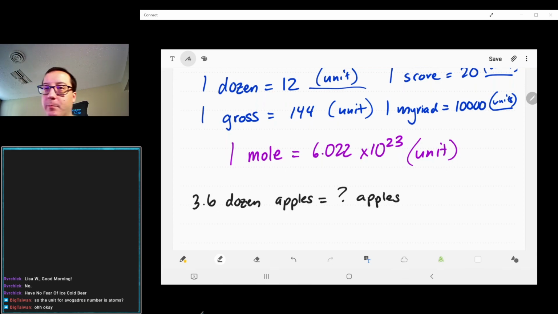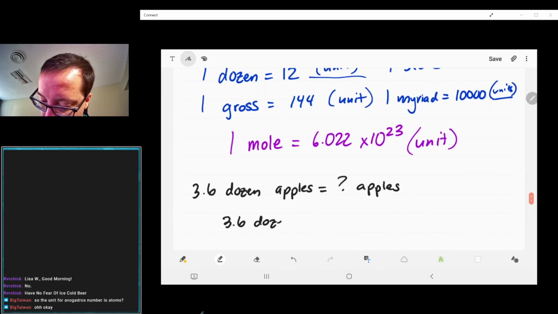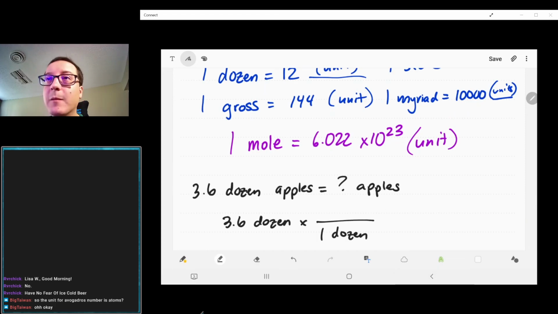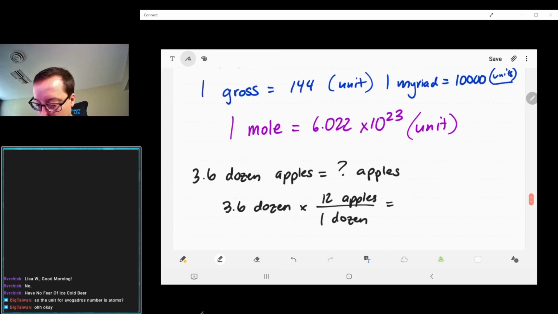We can figure it out by using dimensional analysis. We would say, okay, we're going to put 1 dozen on the bottom, and we're going to put 12 apples on top. Those are equal to each other. 1 dozen is equal to 12 of whatever you're counting. We're probably going to end up with a decimal because who counts 3.6 dozen? Behold, we get 43.2 apples. Whatever, who cares?